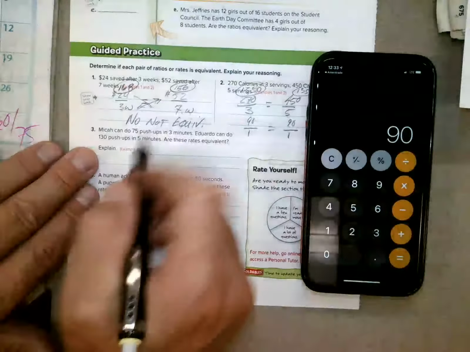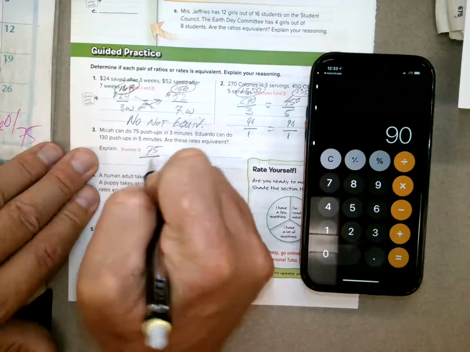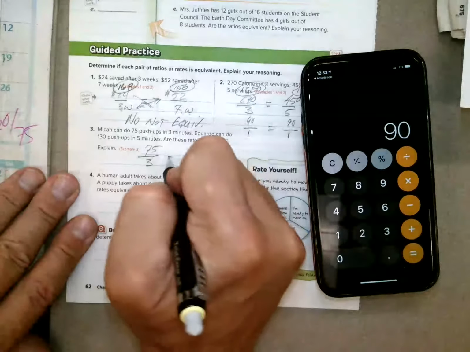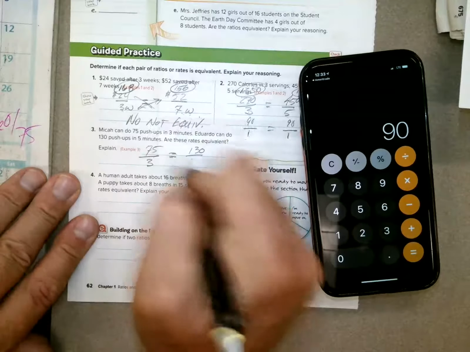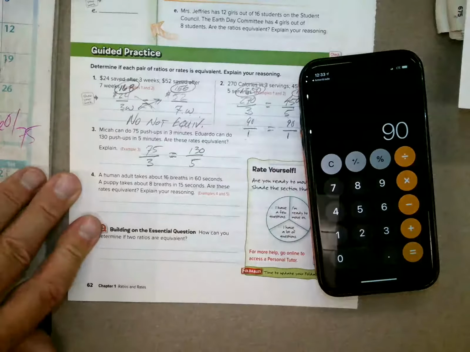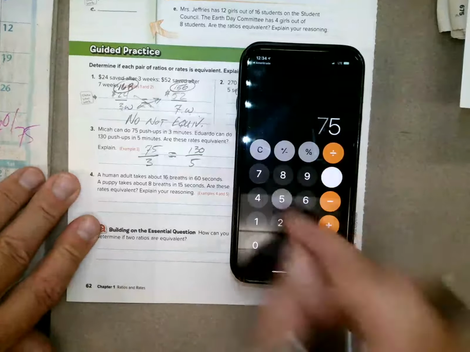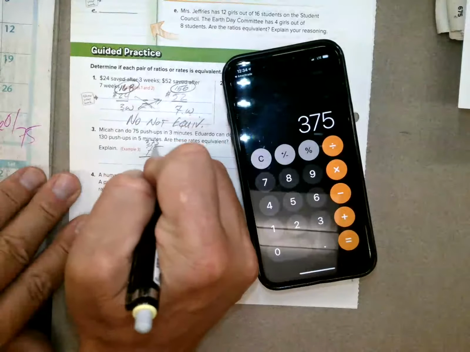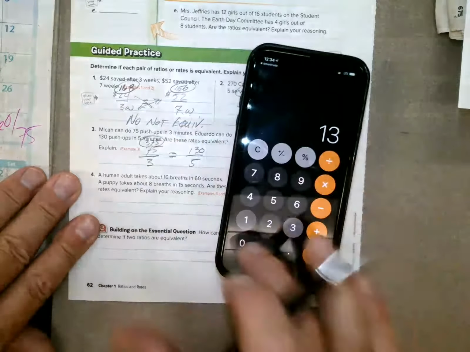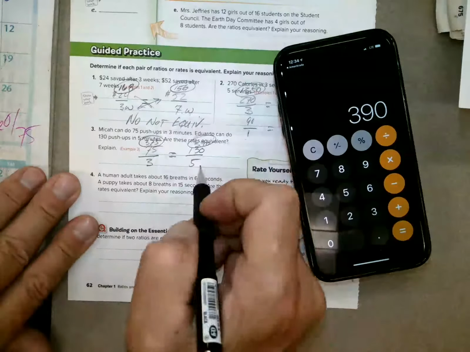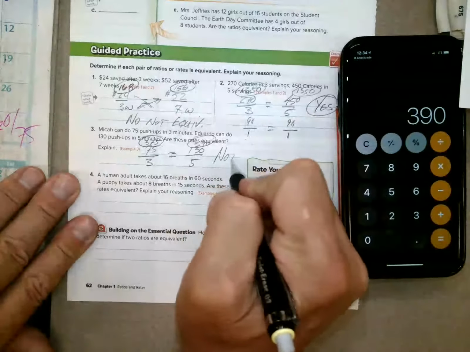Let's take a look at number 3. Micah can do 75 push-ups in 3 minutes. He can do 130 push-ups in 5 minutes. Are these equal? Well, let's take a look. 75 times 5 is 375. And 130 times 3 is 390. So clearly those aren't equal. Therefore, the problem is not equivalent.